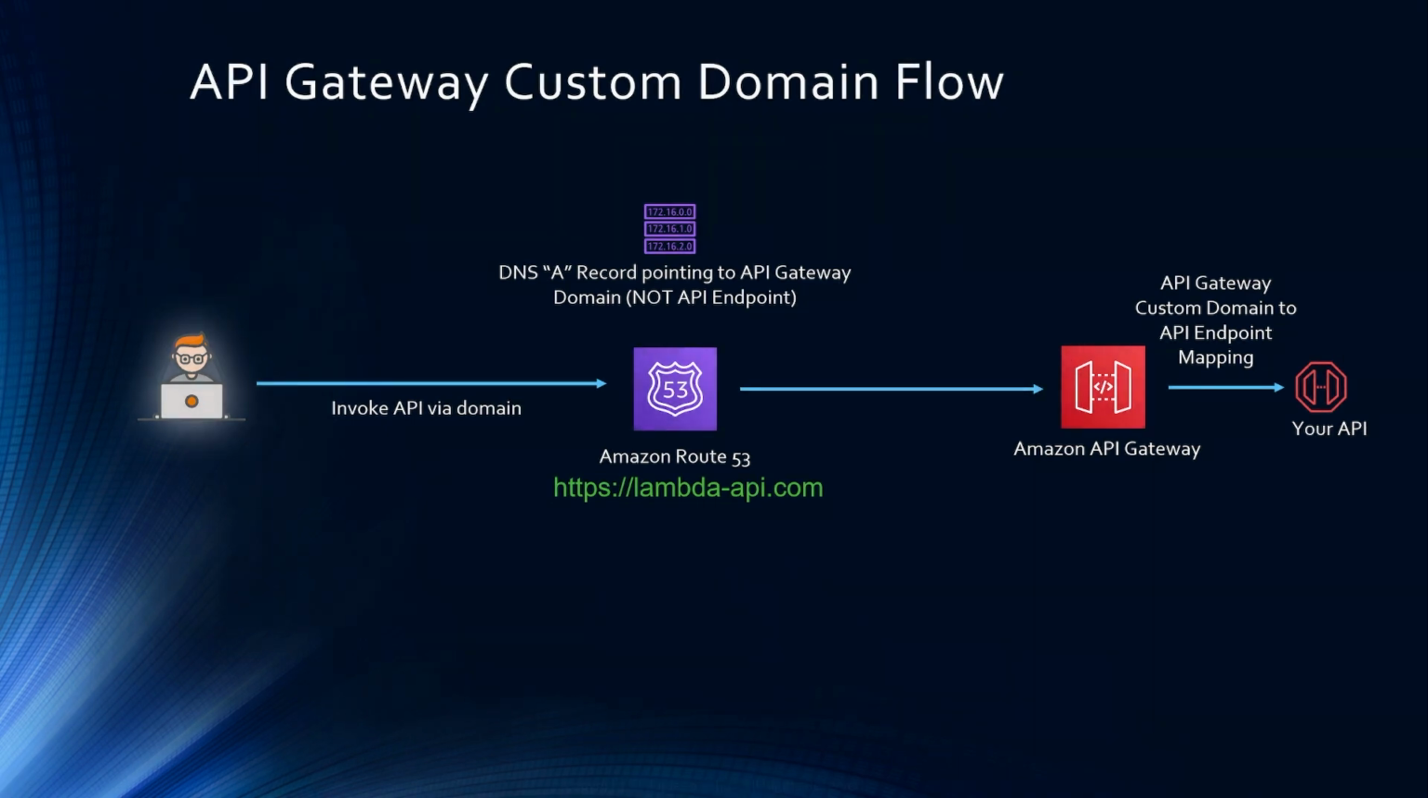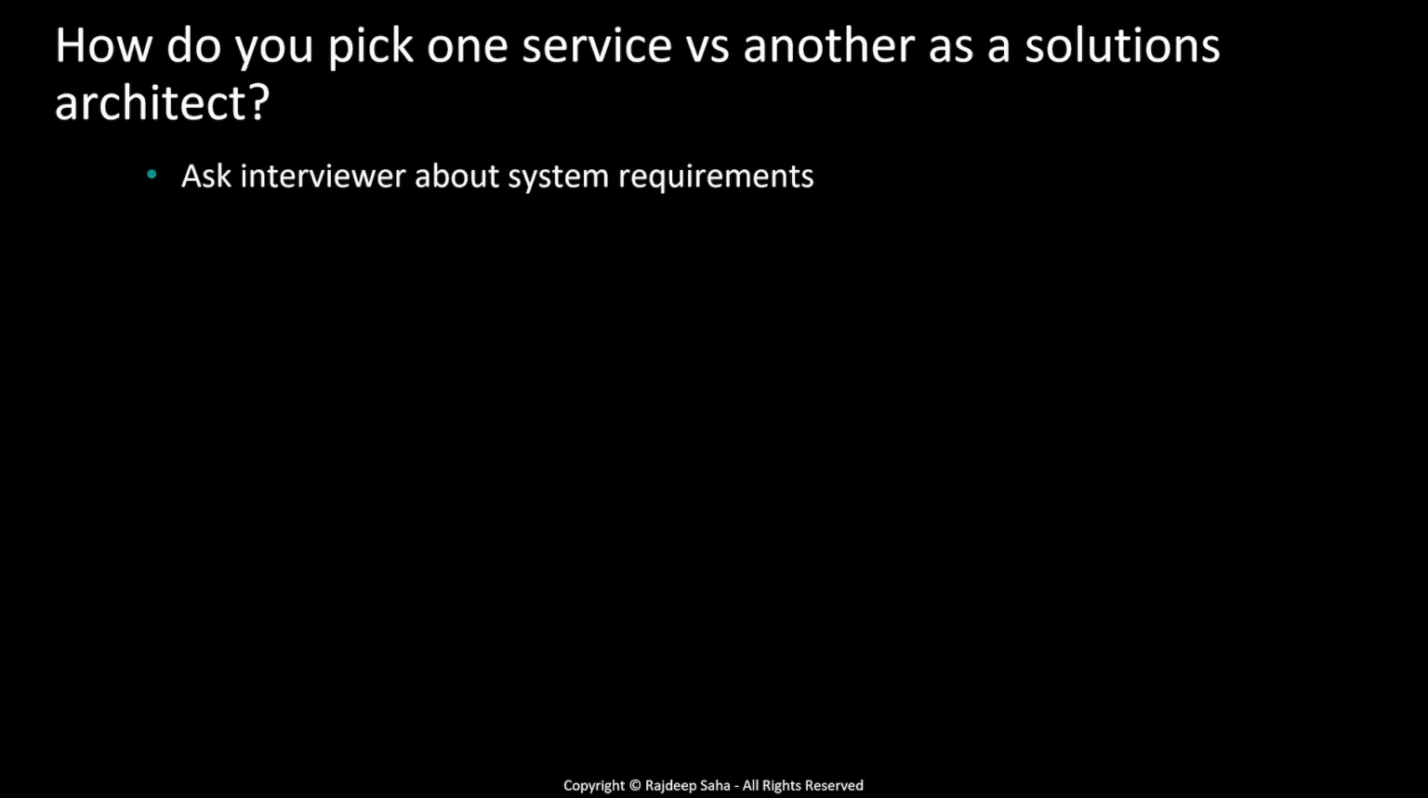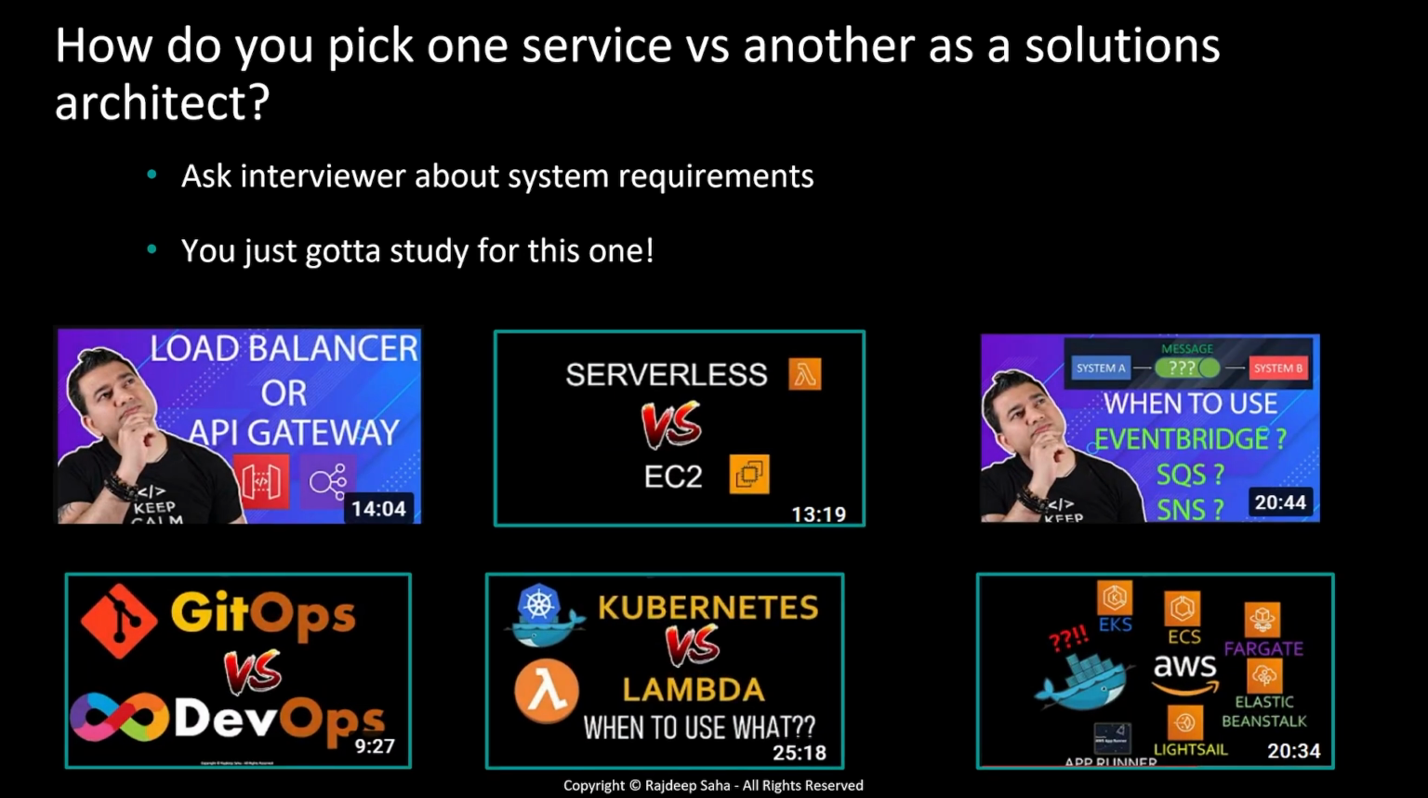On the same note, a very common question that comes up in cloud interviews is, how do you choose whether to use an application load balancer or API Gateway? In both cases, you can select either to front your backend. When you get this question, you ask the interviewer about the system requirements, and you just have to study for this one. I have multiple videos on this. If you want to study just one, study this load balancer or API Gateway one. That's a super common question.